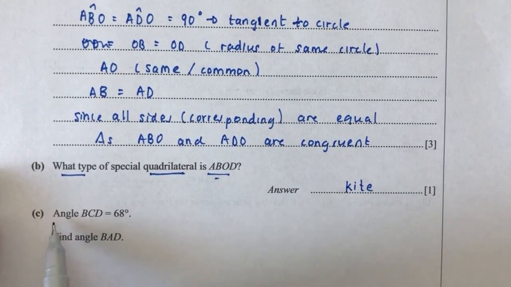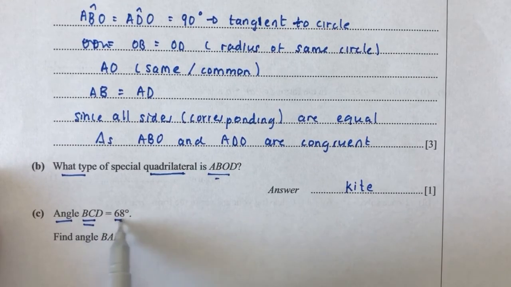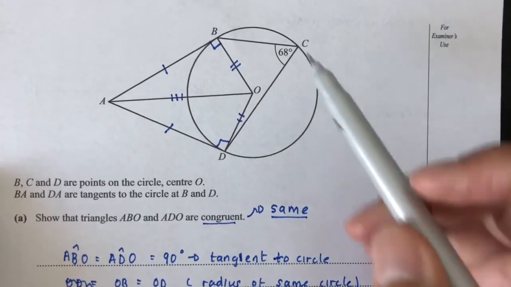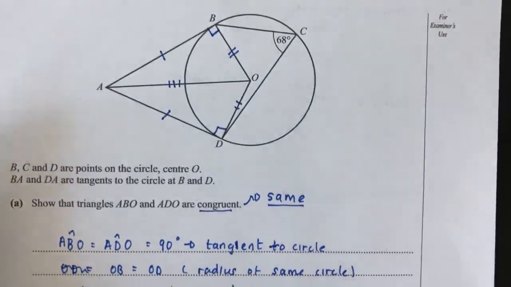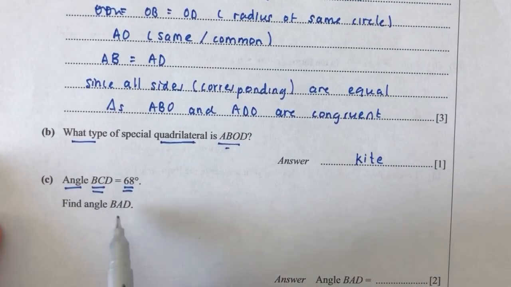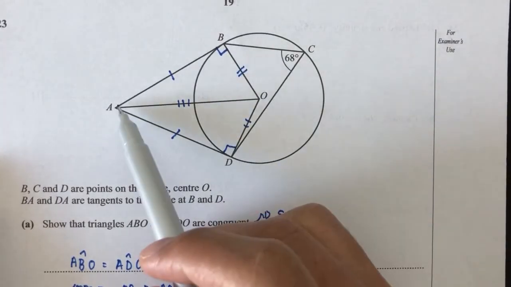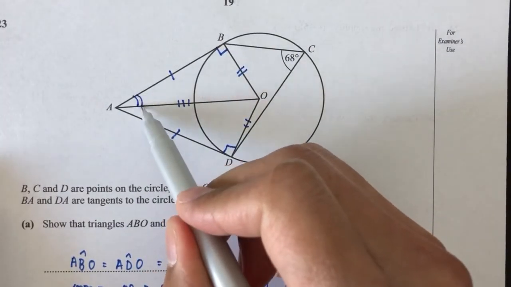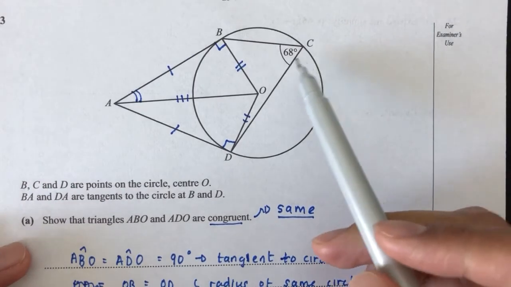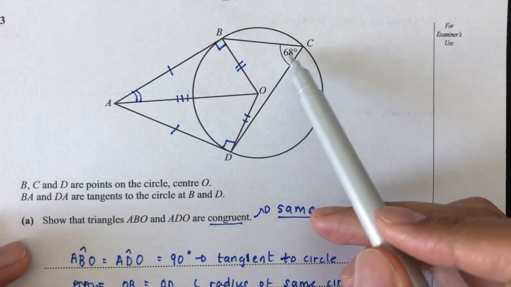So now for the last part, we have angle BCD is 68. Where is 68? Is here. BCD is 68. Find the angle BAD. Where is BAD? So BAD. Find this angle. So we observe that this is angle at circumference, which is 68.